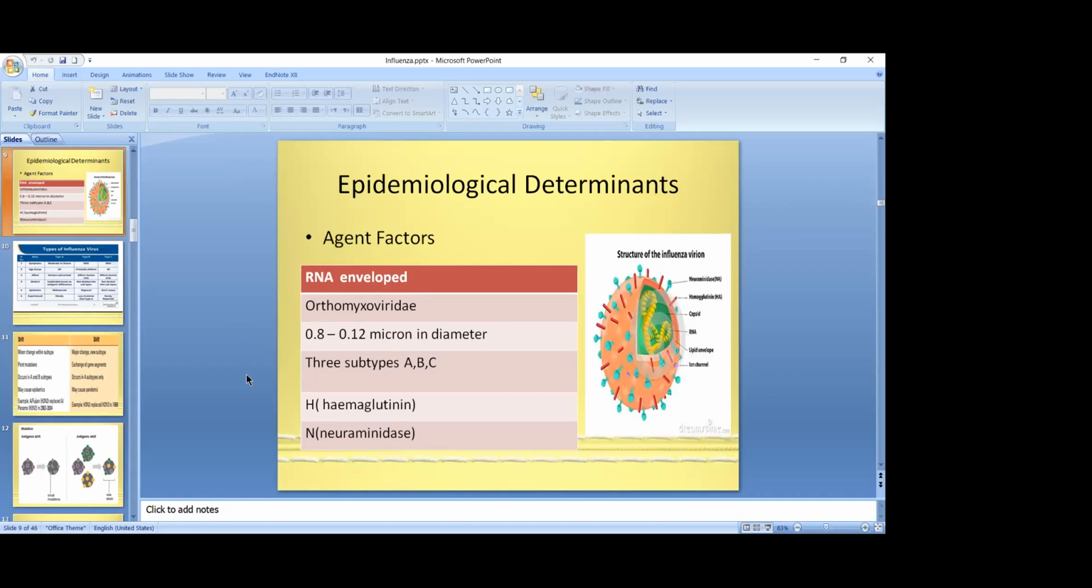Now we discuss the epidemiological determinants. There are mainly 3 factors which are discussed. First one is the agent factor. The agent responsible for influenza infection is the influenza virus, which is an RNA enveloped virus belonging to the orthomyxovirus family, and 0.08 to 0.12 micron in diameter. There are 3 main types of this virus, A, B, and C, and the main agents responsible for the infection are hemagglutinin and neuraminidase, which are present on the surface of this virus, and you can see them in the structure of the influenza virus.